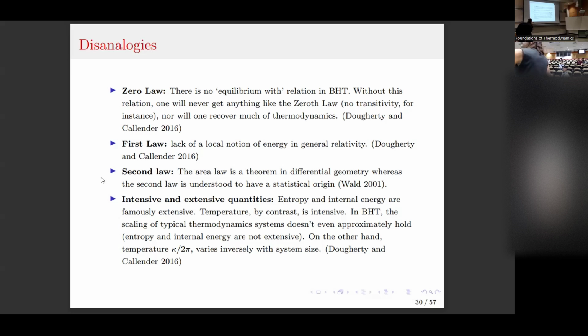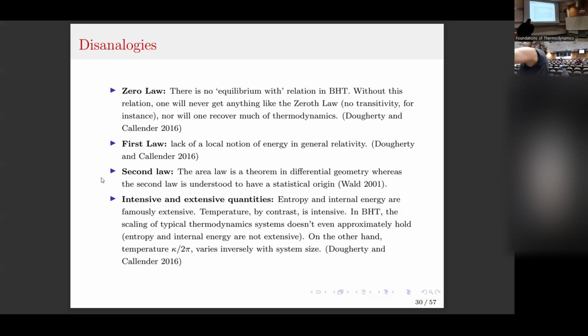There is a problem in principle also with the second law, which was posed by Wald himself when he explained his skepticism with this discipline when he started learning about it. He said that he was very suspicious about marrying the area theorem proposed by Hawking with the second law, because the area theorem is a theorem of differential geometry, whereas the second law had a statistical origin.